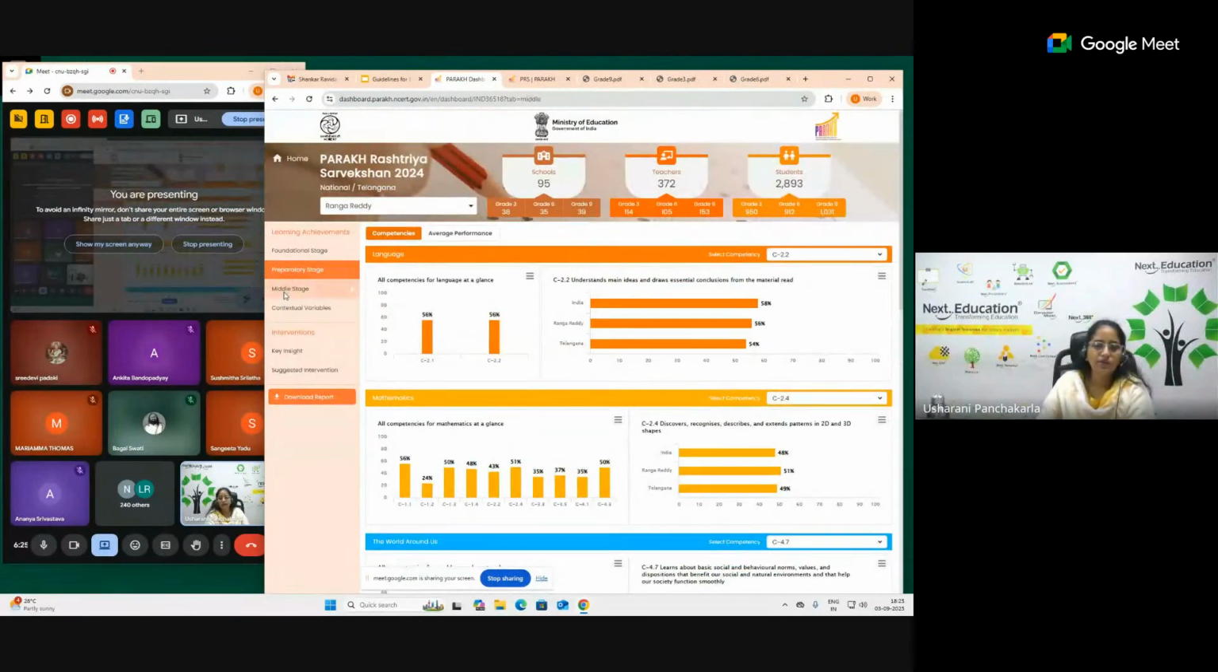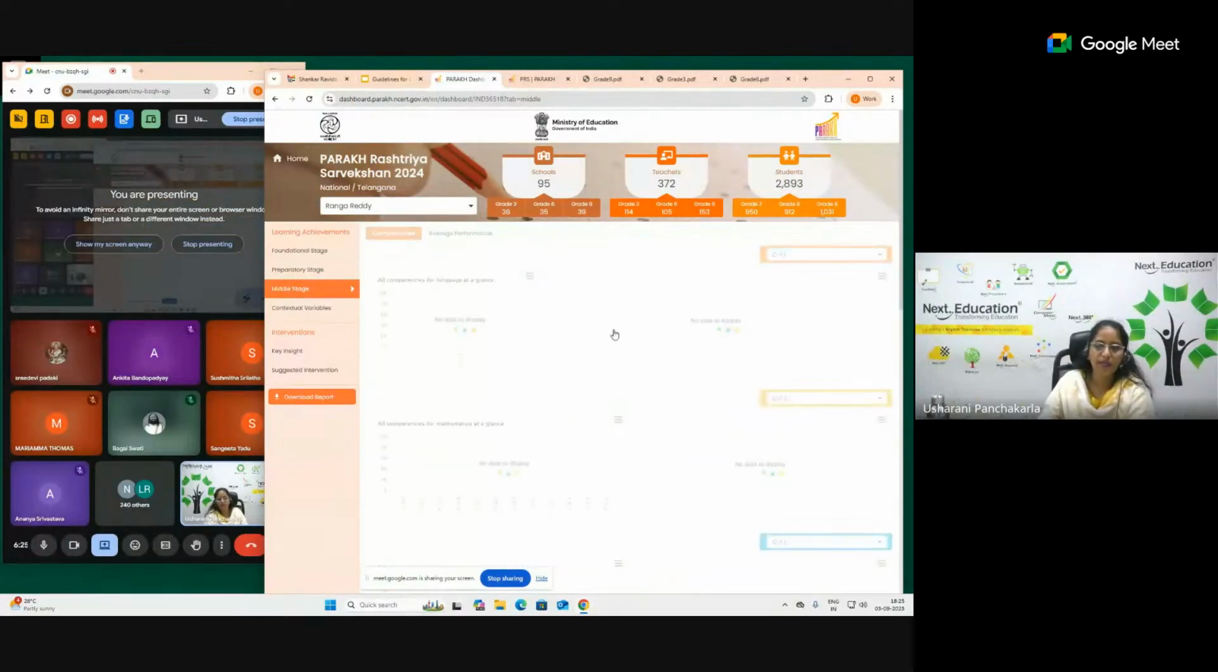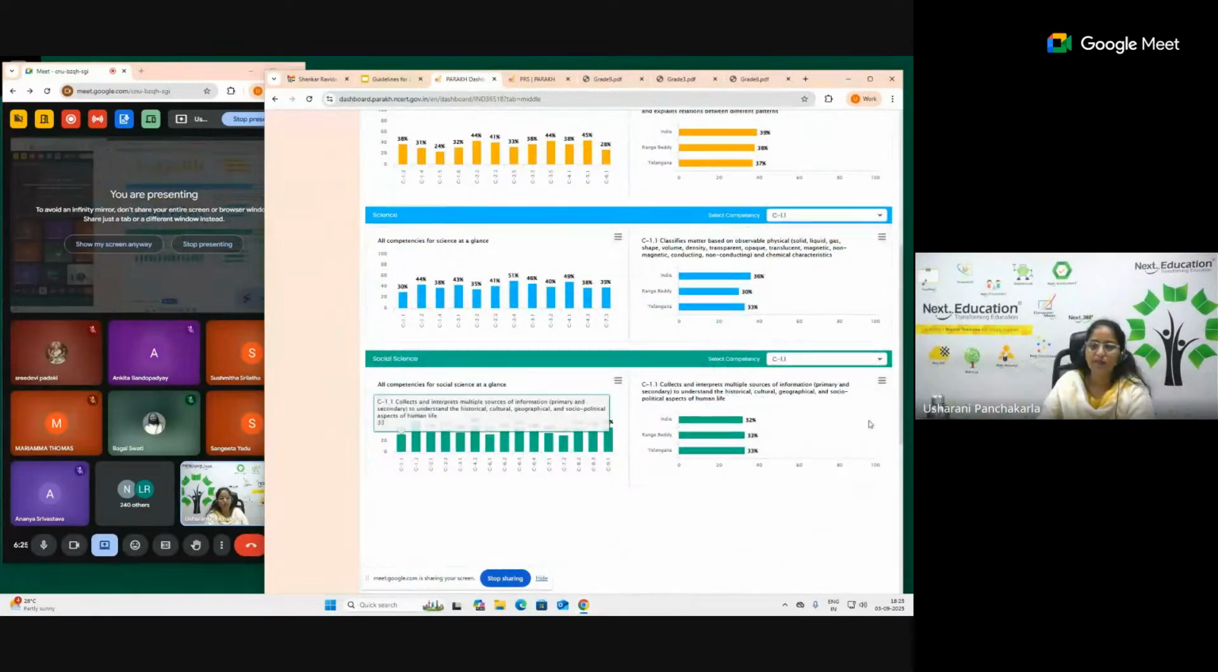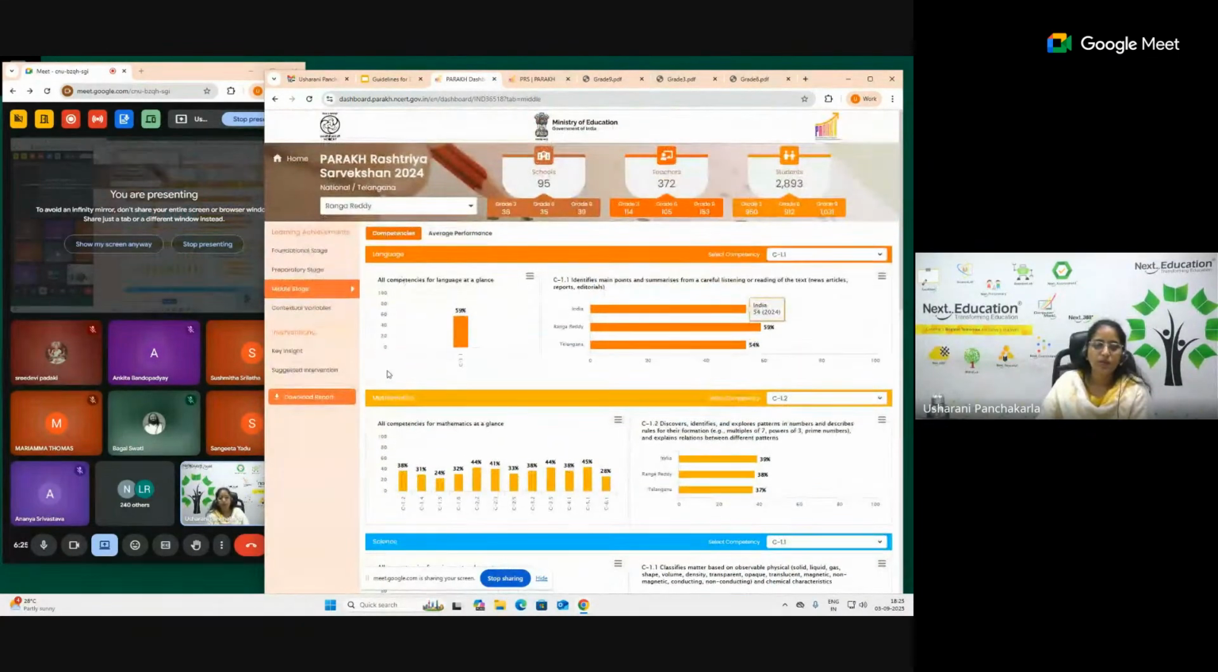Right, now coming to the middle stage, which is 6th, 7th, and 8th. Here also you can see the language, mathematics, science, and social science will also be added, and here also you can select the different competencies. These competencies are mandatory. I'll be showing you why these competencies are mandatory, because there is something called assessment objectives also given by NCERT. Okay, so this is about that.